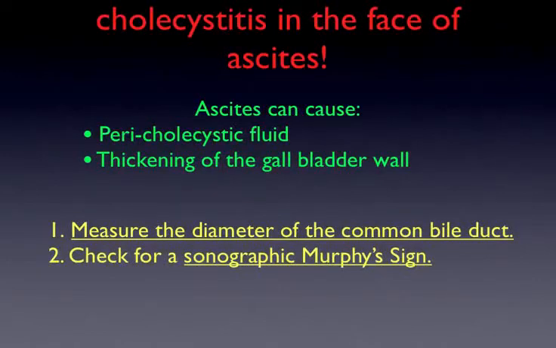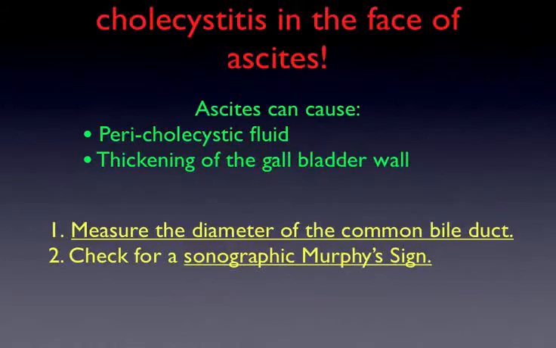An important point is that trying to make the diagnosis of acute cholecystitis in the face of ascites can be quite problematic. Ascites, by definition, will have pericholecystic fluid. There's fluid all over the place. And since the gallbladder wall is capable of absorbing fluid, ascites will cause thickening of the gallbladder wall. So there are two things that will help. One is to measure the diameter of the common bile duct. If it's enlarged from an obstruction, that certainly hints extremely strongly towards your diagnosis of acute cholecystitis.